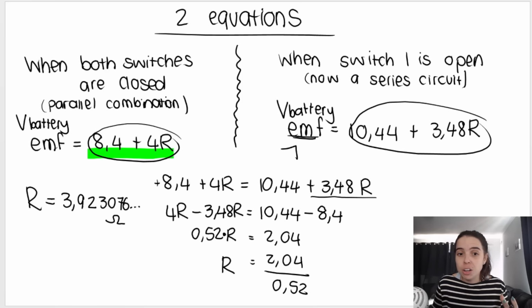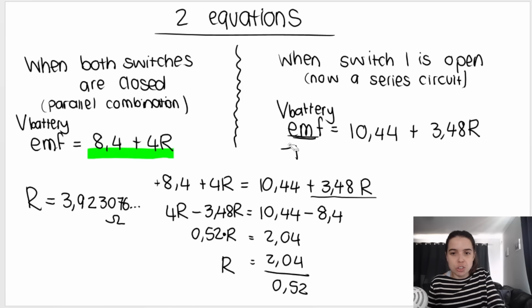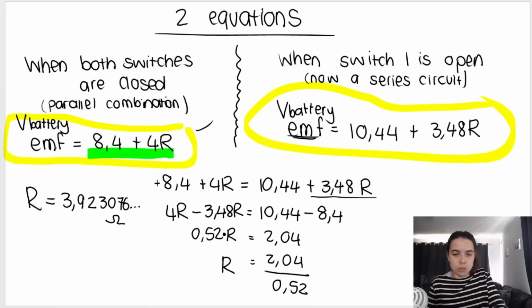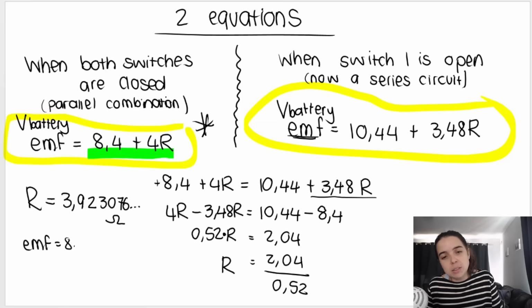I've got R. But now that you have R, you can pick one of your formulae, because look at the formulae that you created, these ones over here. The formulas for EMF. They both have R in them. So you pick one. I'm going to choose this first one over here. EMF is equal to 8.4 plus 4R.